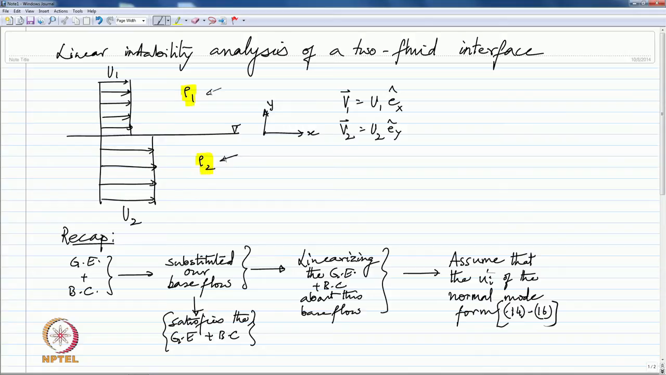And we substituted the perturbed flow fields into the governing equations and boundary conditions and linearized the flow. So the first step was to linearize the flow field about this base flow field. That gives us a set of linear partial differential equations that will describe the growth or decay of the perturbed quantity.